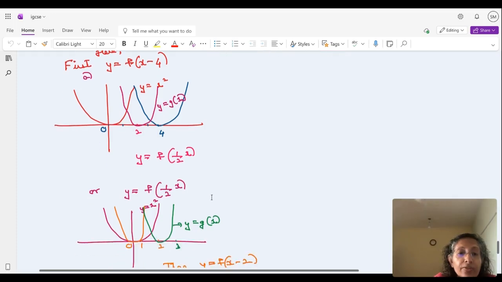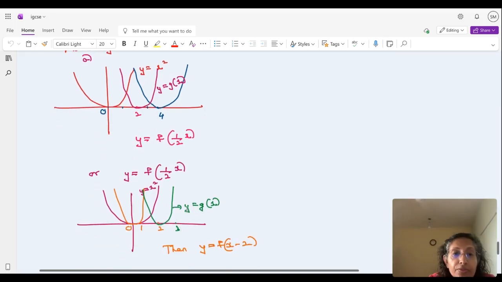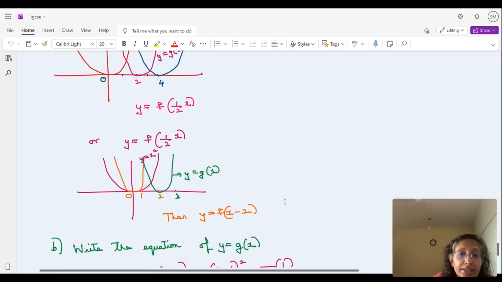So this is the resultant graph, y equal to x squared. Or we can also have y equal to f(2x). So every point (x, y) will become (x/2, y). This is the graph in orange. And then y equal to f(x minus 2), so it is shifted 2 units to the right.